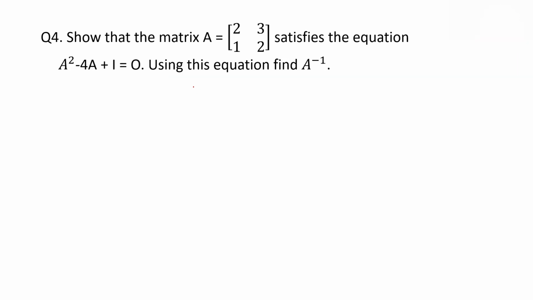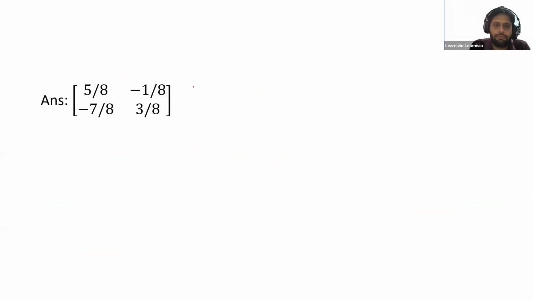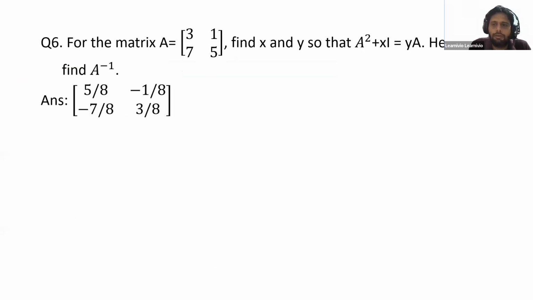Okay, now if you check the next question, this one. Here, what they're saying: find x and y so that this is equal to this one. So first of all, you need to find the value of x and y from here. Once you find it, then they are saying hence find A inverse. So whenever in the question they use the language use this equation to find A inverse or hence find A inverse, that means you don't need to solve this question directly. You will not get the marks if you solve it directly.